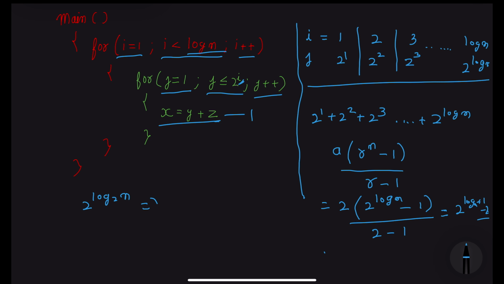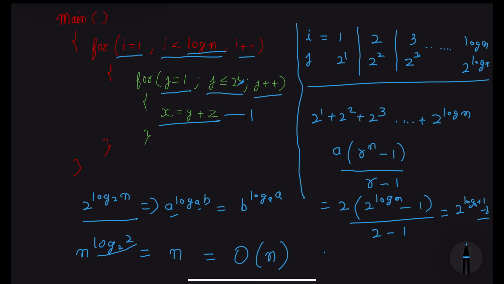And for logs we have a formula: a raised to the power log of n base b is the same as n raised to the power log of a base b, so the positions of a and b can be interchanged. Similarly we can do this with our value here. So this can be written as n raised to the power log base 2 of 2, and when the base and the log are the same, the value is 1. So the final value we have is n. So this example is taking a total of big O of n. This is our final time complexity.